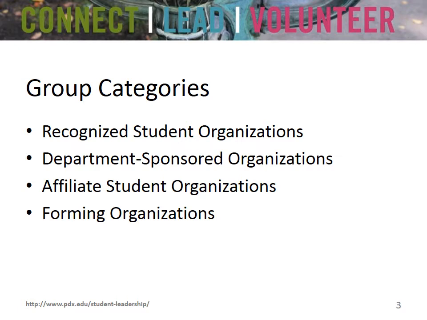Forming organizations are either brand new organizations who have yet to be able to apply for a budget, or an organization that the advisor designates as a forming organization if the group missed required deadlines or needed extra time to address questions or concerns brought up during the recognition process. In order to be a forming organization, the student organization has to meet all the criteria of a student organization.